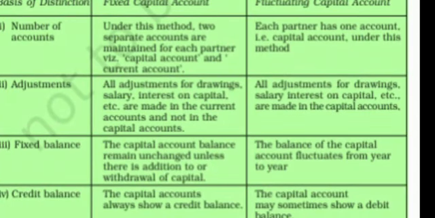Third, fixed balance. In case of a fixed capital account system, the capital account always carries the unaltered amount, the same amount year after year. It can change only in case of additional capital introduced or permanent withdrawal of capital. Then, in case of fluctuating capital account, the capital balance keeps on fluctuating year after year, right?